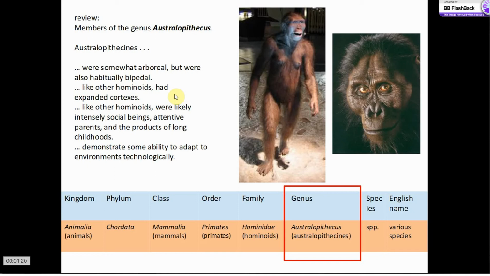Also, like other hominoids, Australopithecus and Australopithecines were probably very social beings, probably very attentive parents, and probably also grew up quite slowly compared to other animals. Also, there is some evidence to suggest that Australopithecines had the ability to adapt to environments technologically. We'll talk about that a little bit when we start talking about stone tools.